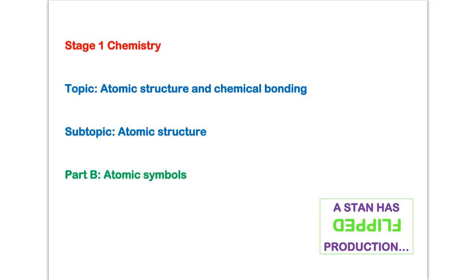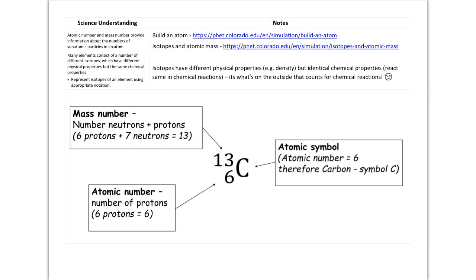Okay, for our next lesson for Stage 1 Chemistry, we're going to explore atomic symbols and basically how we represent the atoms that we always deal with. So by this point, I'm hoping you all realise that each of the atoms has an individual symbol. So C is for carbon.